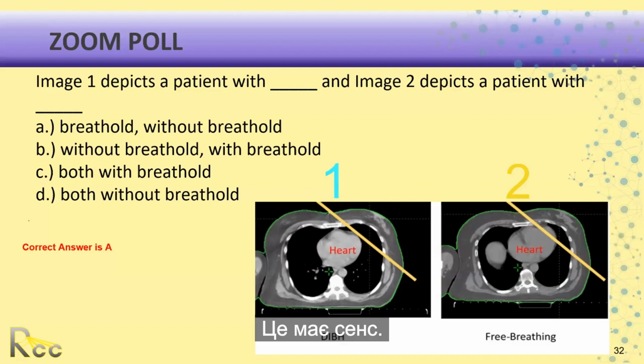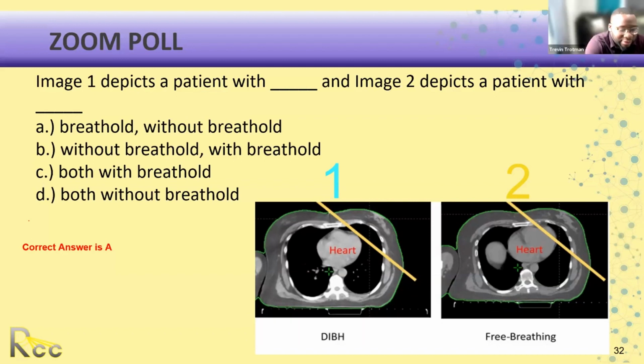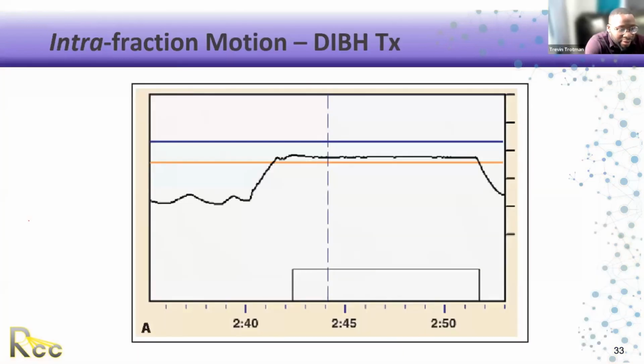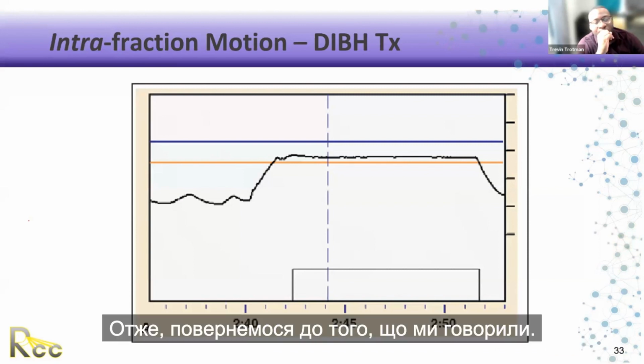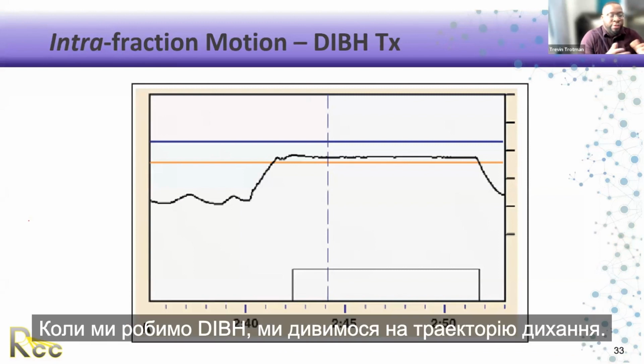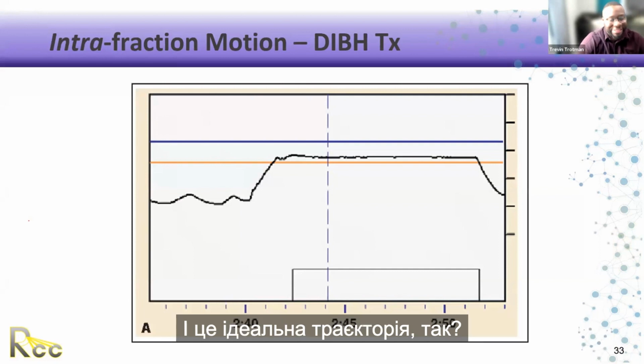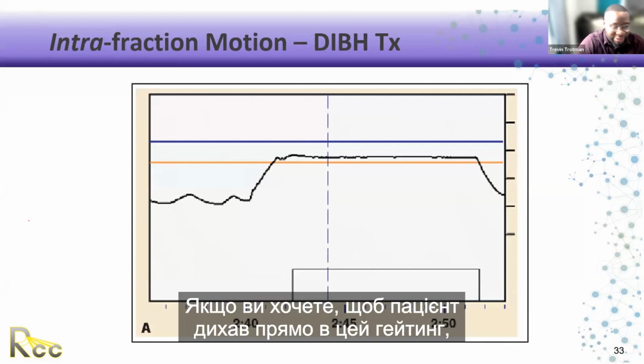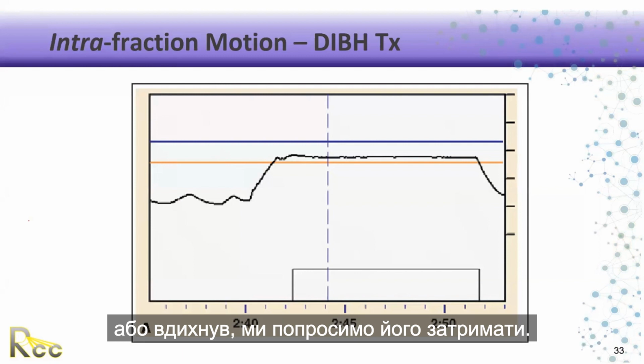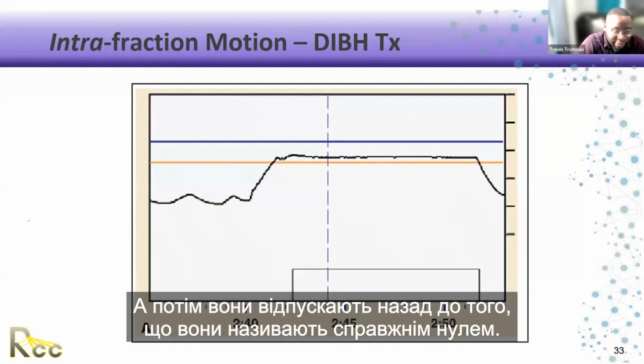That makes sense. All right, thank you. That's perfect. No problem. Thank you, guys. All right, so back to what we were saying. When we're doing the DIBH, we're looking at the trace, and this is the ideal trace. You want a patient to breathe right into that gate, they'll drop off, we'll have them hold, and then they'll release back off to what they call the true zero.